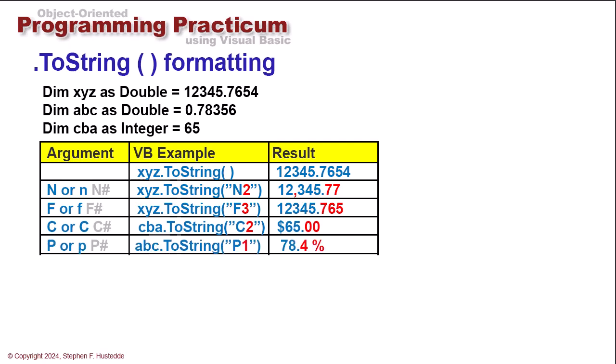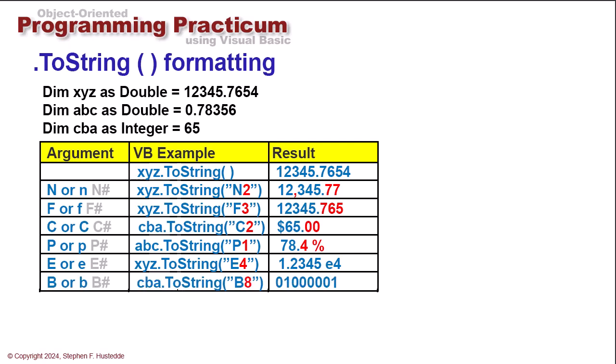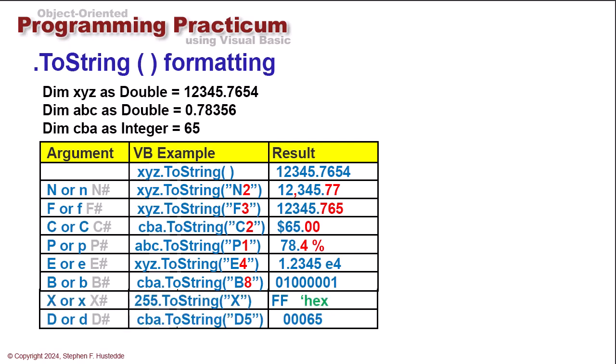A P, uppercase or lowercase, will give us a percentage. So here I have ABC as 0.78356. If I display that as a percentage with 1 decimal, it'll round off to 78.4%. It multiplies by 100, gives us the number of decimals, rounding off to that, and gives us a percent symbol at the end. The E argument gives us an exponential value or a scientific value. So here E4 gives us 1.2345 to the exponent of 4.